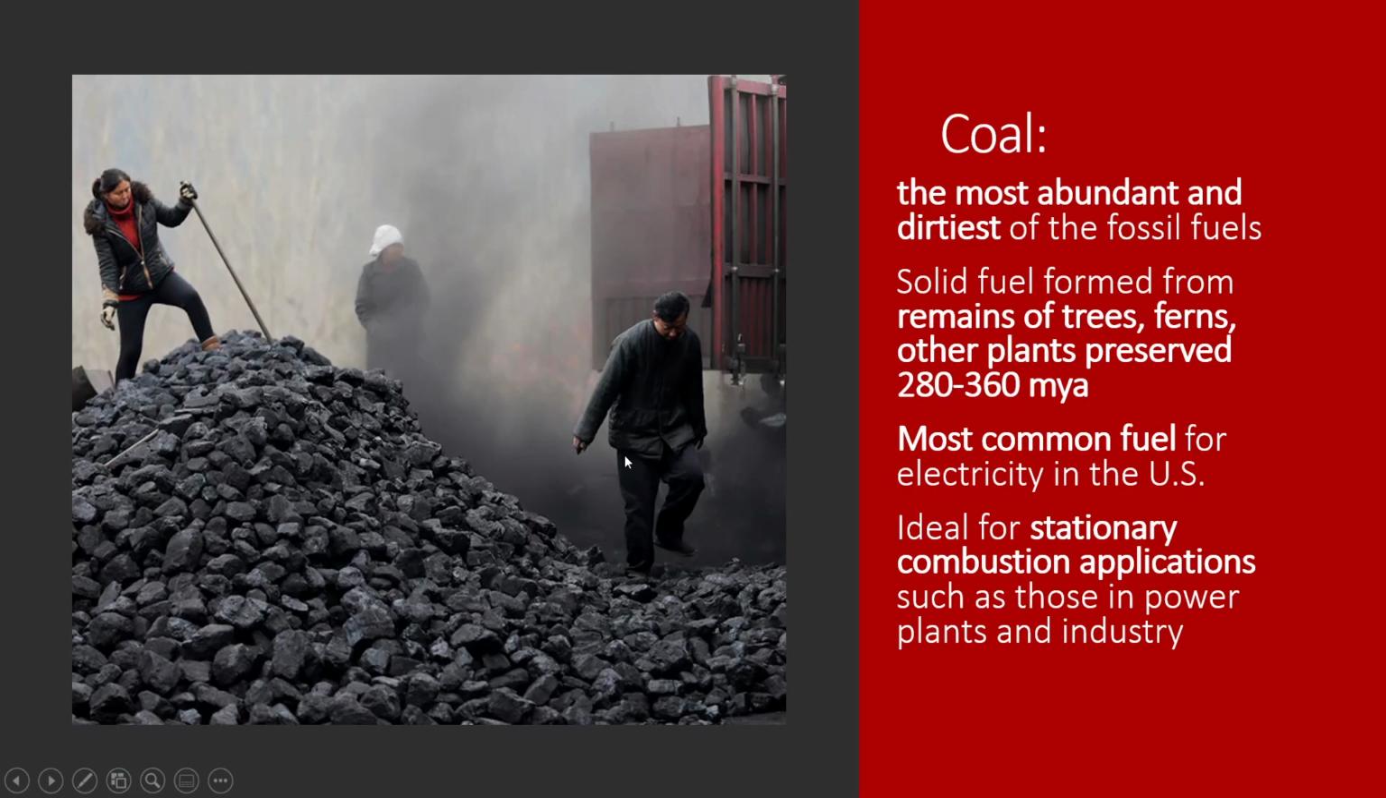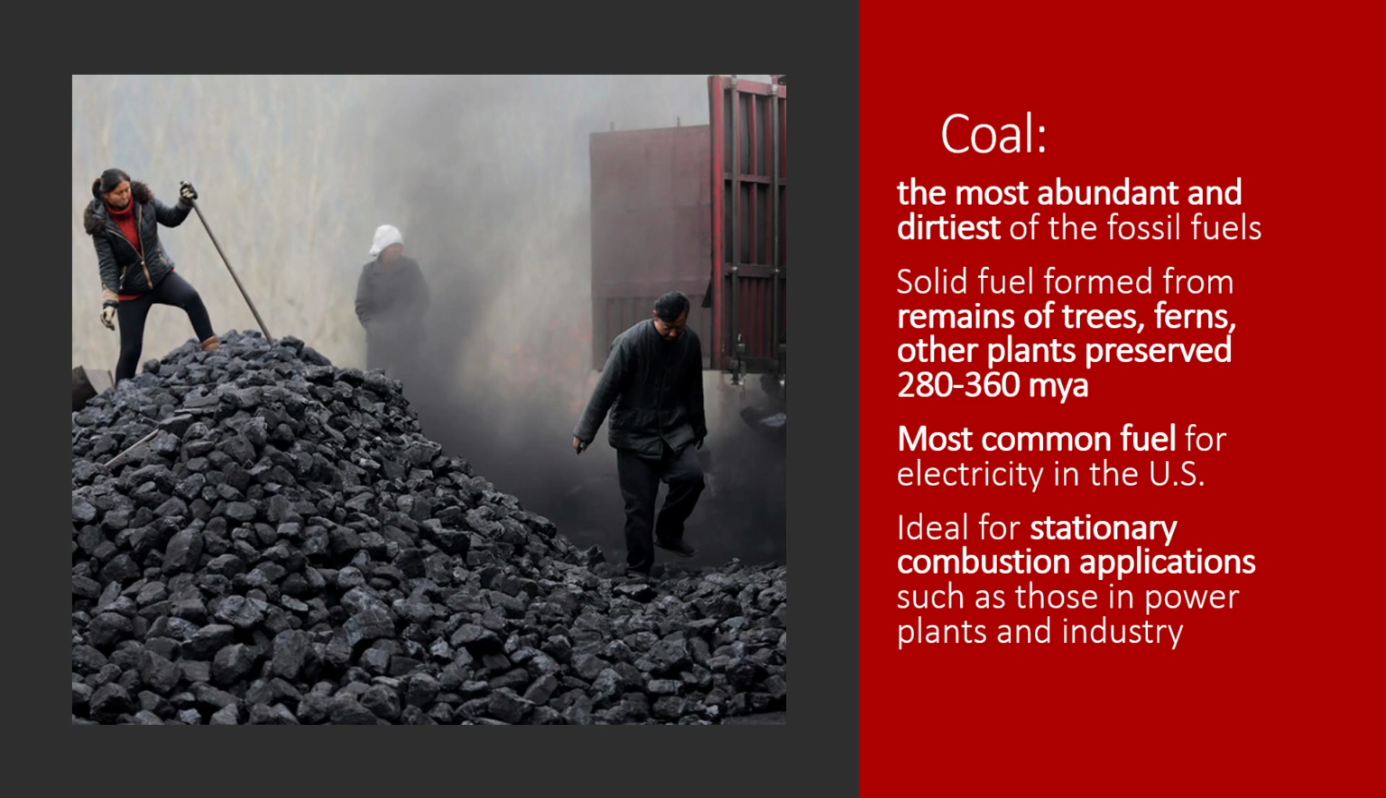Alright, so let's look at some of these fossil fuels. The first one we're going to look at is coal. Coal is the most abundant and the dirtiest of all the fossil fuels. If you recall from way back, it's just the remains of trees and other plants that were preserved from millions and millions of years ago. This is still the most common fuel for energy in the United States. It's very ideal for stationary combustion applications like power plants. We don't typically use it for moving vehicles.